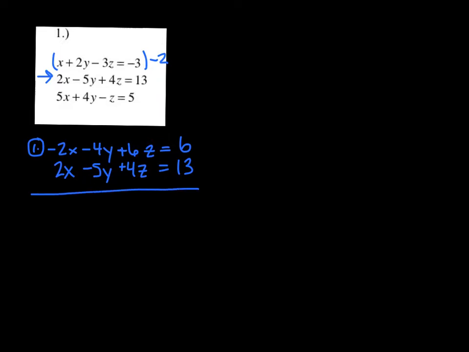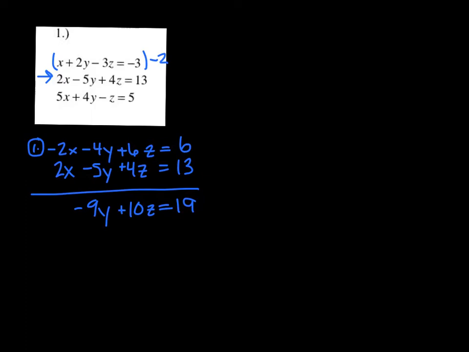Now you guys can just add them up. Your x's will eliminate. That's the goal at hand here. Negative 4 plus negative 5, so you have negative 9y plus 10z equals 19. So now let's go back to the 3 equations.